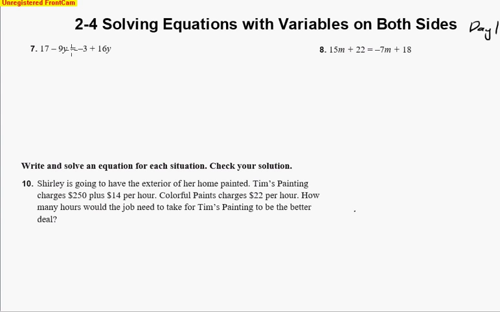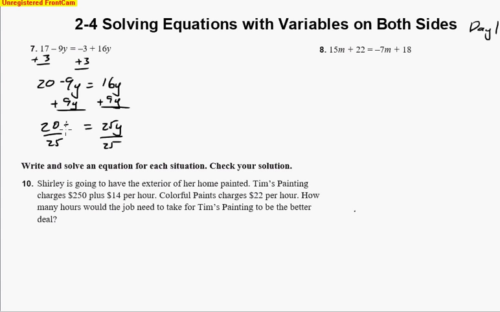So the way we solve this is we bring constants to one side of the equal sign. It doesn't matter which side we bring them to. So now I've got 20 minus 9y equals 16y. So from this point I'll go ahead and add the 9y to both sides, and that leaves me with 20 equals 25y. So when I go ahead and divide by 25, I can just take out a common factor of 5 from both the top and the bottom of the fraction, and I'm left with a reduced fraction, 4/5.